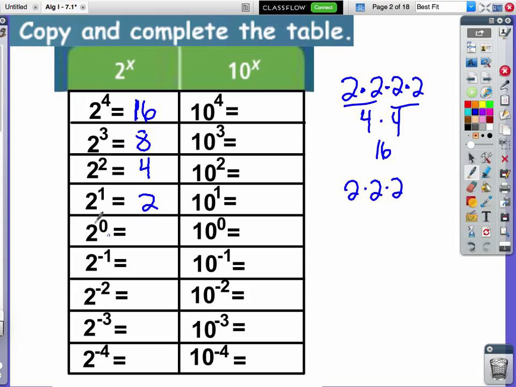Now it's where it starts getting tricky. If you use your calculator, you plug in 2 to the 0 power, the answer is actually not 0. The answer is 1. Your calculator will say this as well.